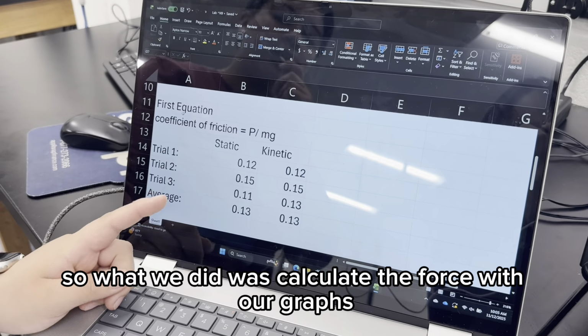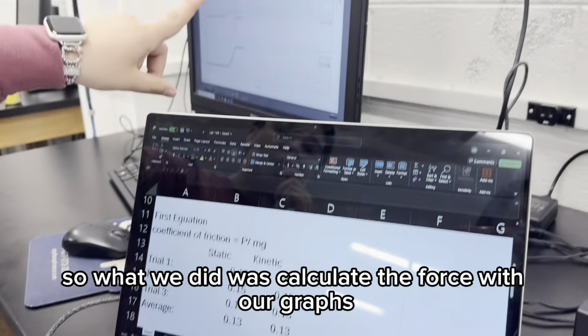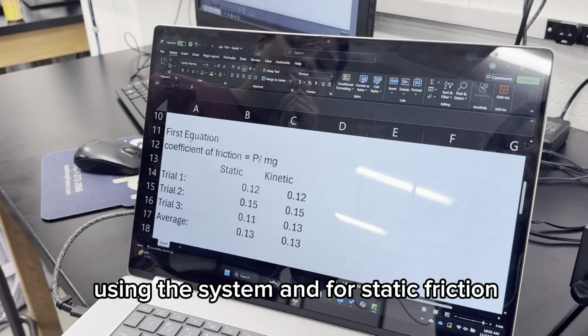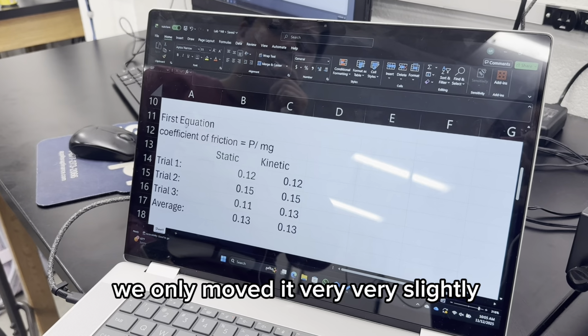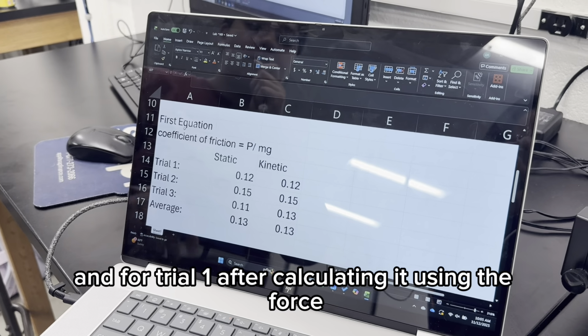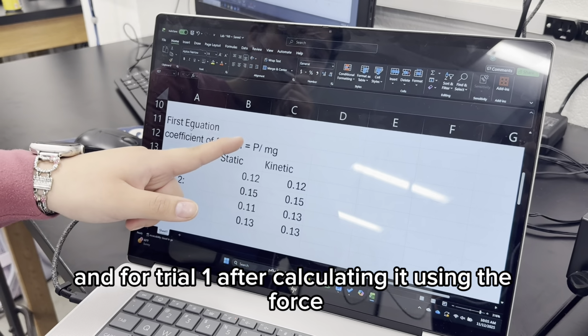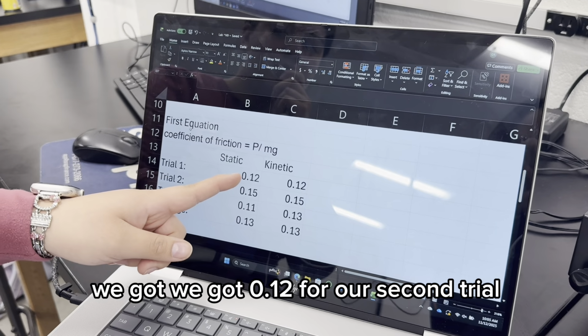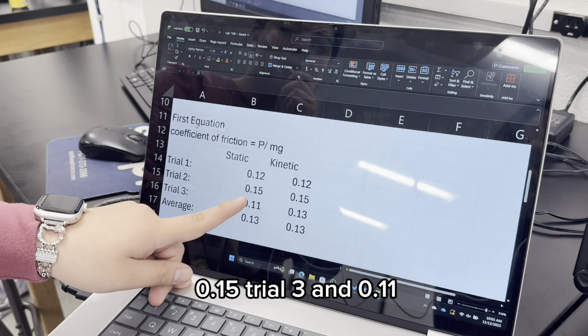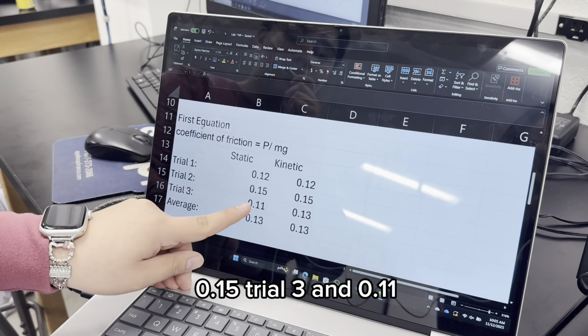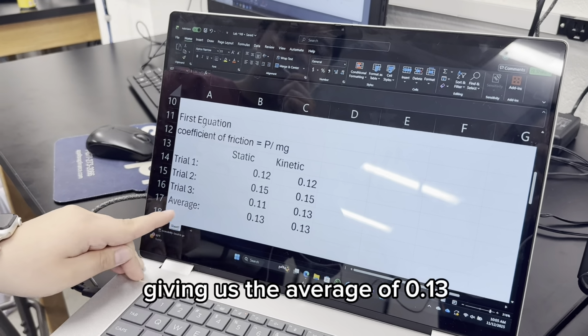We calculated the force with our graphs using the system, and for static friction we only moved it very, very slightly. For trial 1, after calculating it using the force, we got 0.12, for our second trial 0.15, and trial 3, 0.11, giving us the average of 0.13.